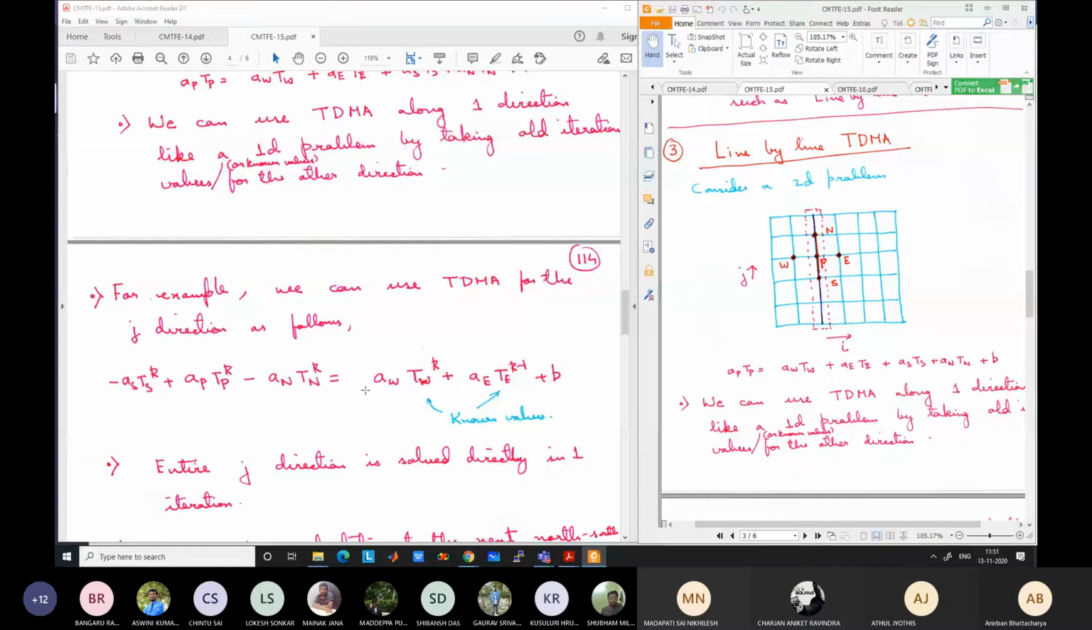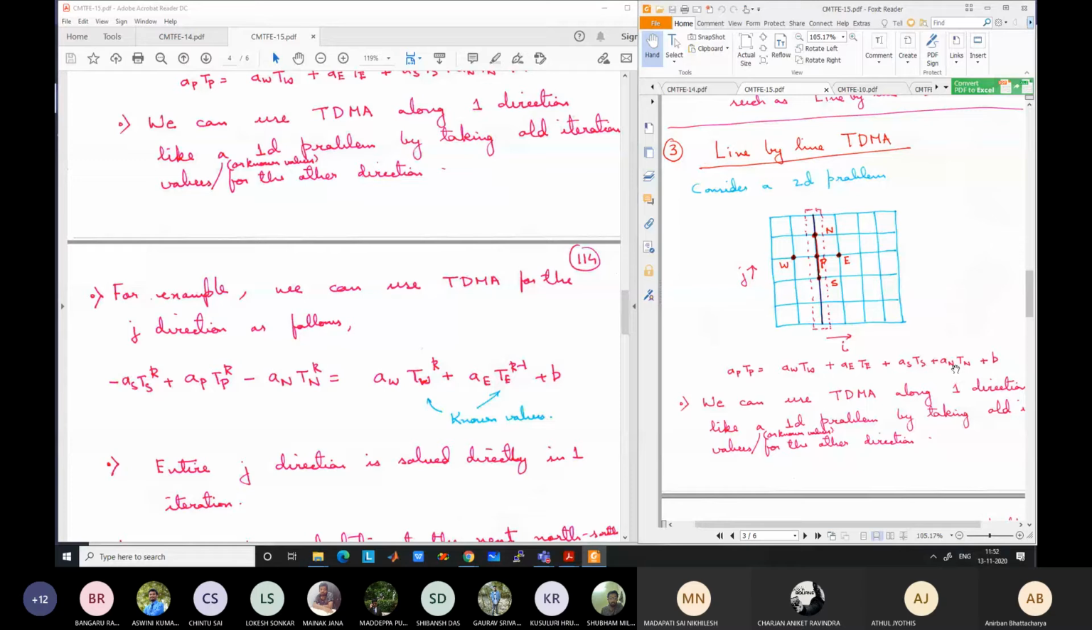Is equal to AWTW for the kth iteration. It is known because we have already done the same calculation for the previous vertical line. So it is known. And AET at k minus 1, because the T value is not known in this current iteration, we have to take the previous iteration value. Plus B, because B was there already in the equation. So we have an equation which is of the one-dimensional form.